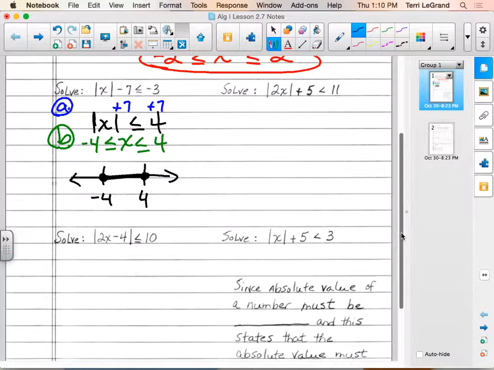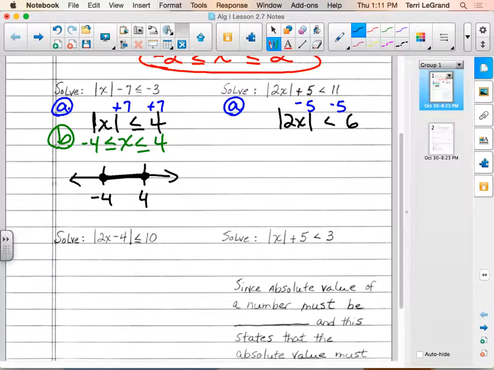Is the absolute value of 2x by itself right now on that side? No, we need to do step A. Step A says you better get the absolute value expression by itself. And that 5 is not inside those absolute value bars. So we have the absolute value of 2x, now it's alone, is less than 6.